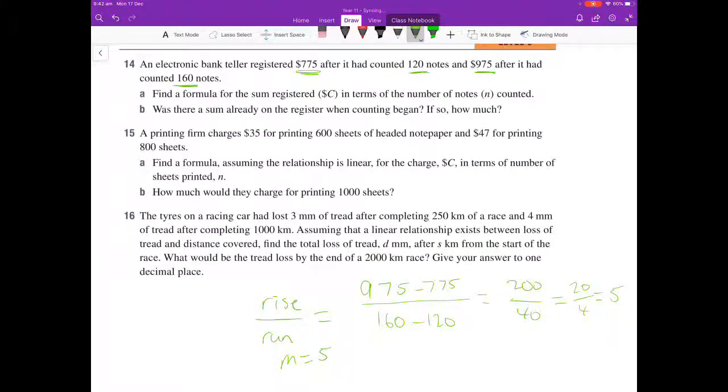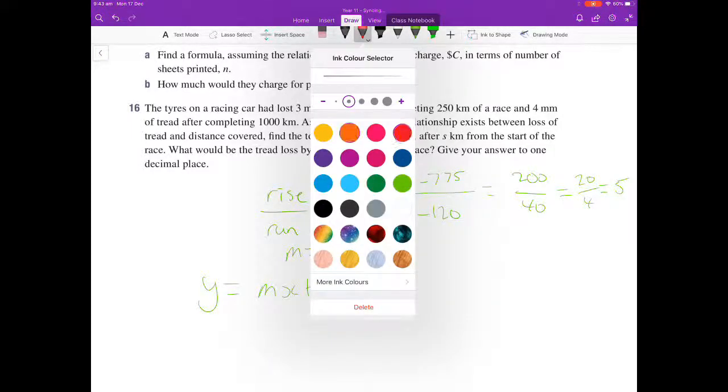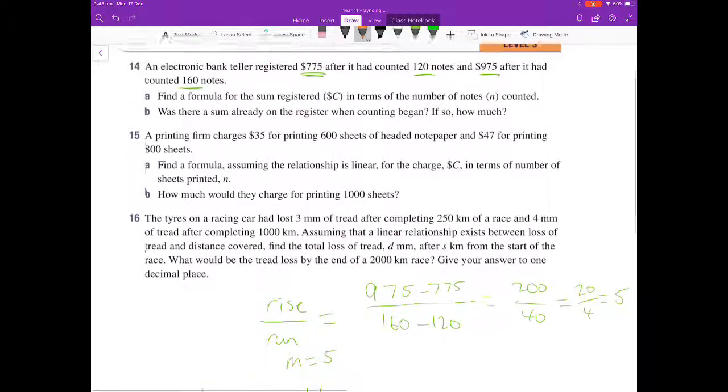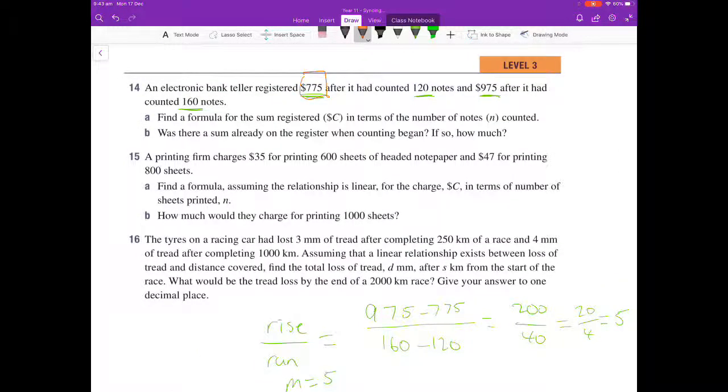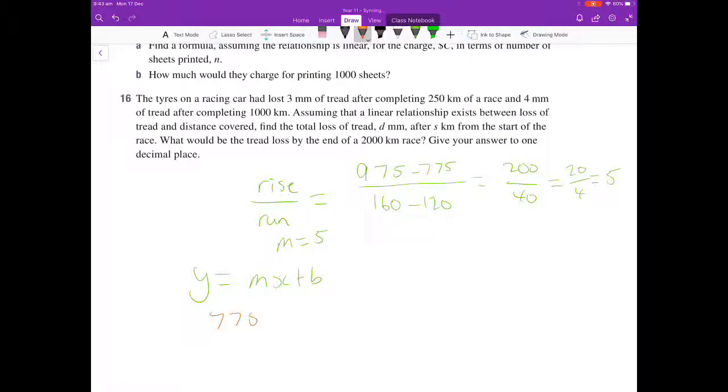Let's jump in down for a second. Here we go. So then y equals, really should have used the C and N there, but you know, life is crazy. Let's dump in some numbers and see what happens. So y was 775 when n was 120. So 775 equals 5 times 120 plus b.